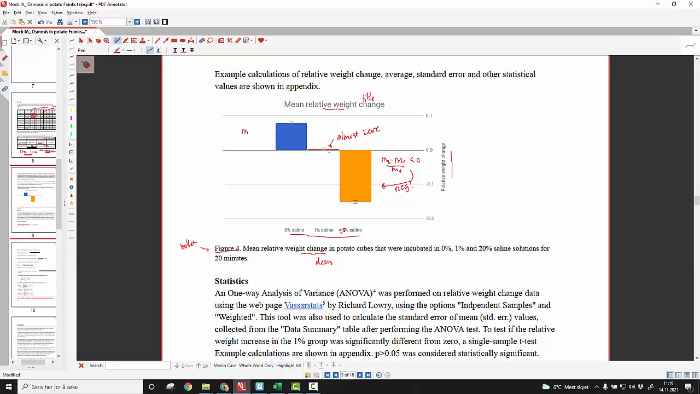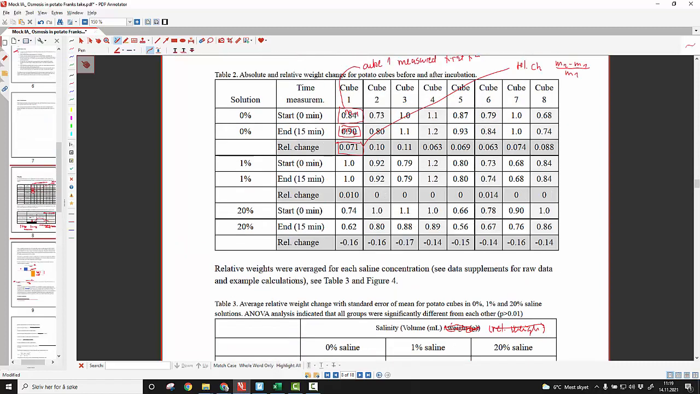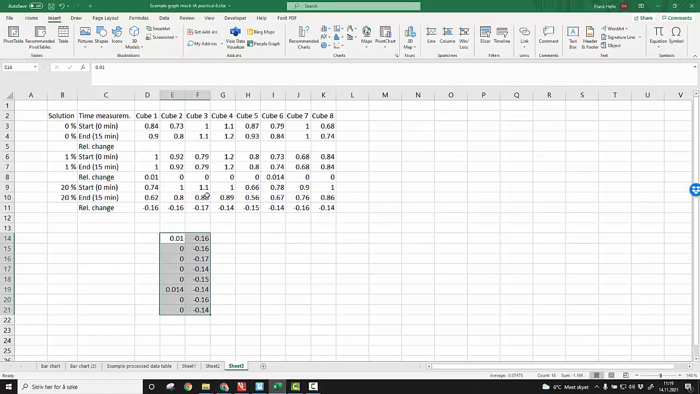And now I'm actually going to show you how to make this graph, not in Google Sheets, which this is made in, but in Excel. So remember these data. Now I have these data here. So this was the 0% start and end of the potato cubes, and here are the weights.